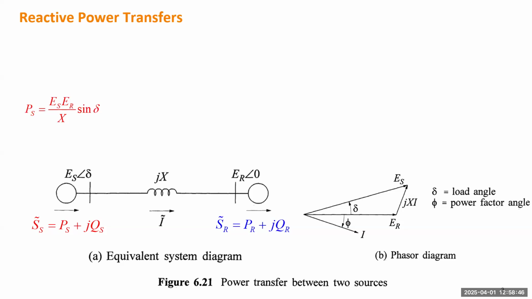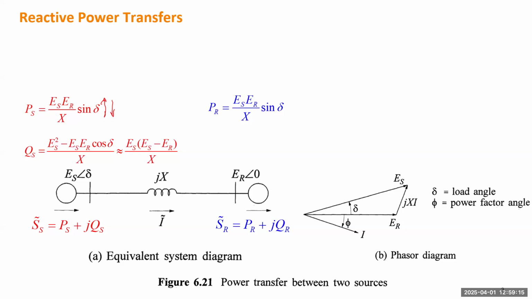This is the active power sent from the left-hand side, and the active power received on the right-hand side is exactly the same if we ignore any resistance. So if we want to increase active power, we can increase delta, or decrease delta to decrease active power. So delta is critical for changing the active power.